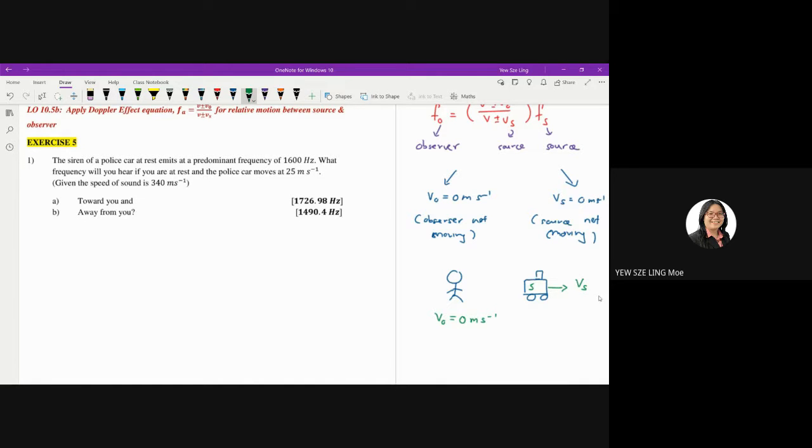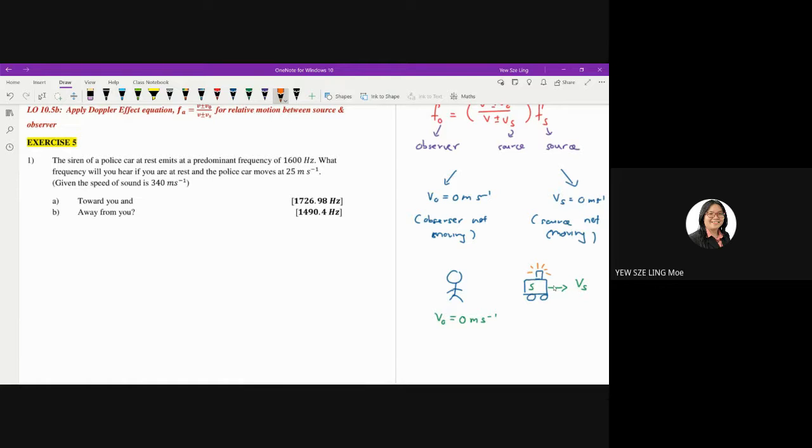Okay, moving away from the observer. So we have the directions of Vs. Usually that is not an issue. The issue is how to determine the directions of sound. Now, like I told you before, sound is being emitted in all directions.